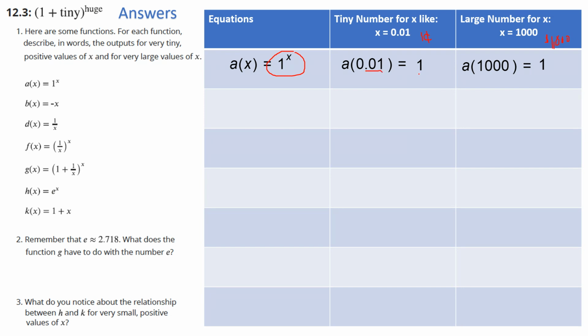So that's very interesting. Okay, for equation b of x is equal to negative x, when we plug in a very small number, we get negative 0.01. If I plug in a very big number, I get negative 1,000. So what this is saying, because the value of the input is negative, is that if you plug in a small number, you're going to get a bigger number than if you plug in a big number, then you'll get a smaller number.